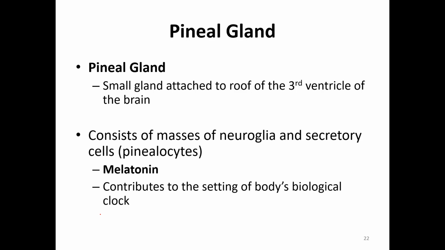Which is what sets our cycle of when we're asleep and when we're awake. In response to visual input from the eyes, or the retina, the suprachiasmatic nucleus stimulates sympathetic postganglionic neurons of the superior cervical ganglion, which in turn stimulate the pinealocytes of the pineal gland to secrete melatonin in a rhythmic pattern, with low levels of melatonin secreted during the day and significantly higher levels secreted at night.